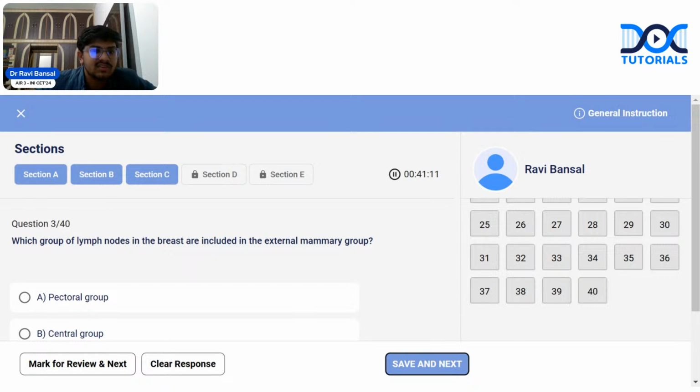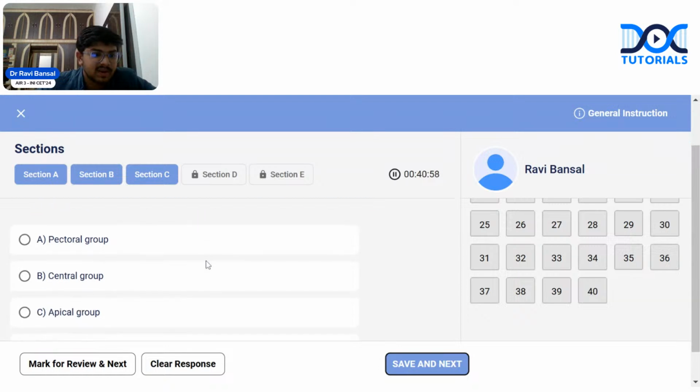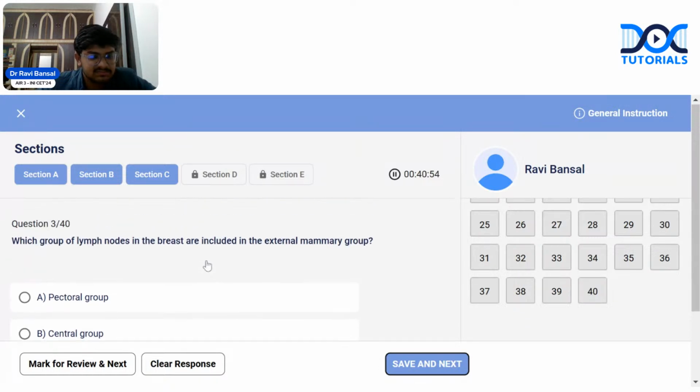What group of lymph nodes in the breast are included in the external mammary group? The internal mammary group is near the medial side of the sternum. External mammary group: pectoral, central, apical, and lateral. I do not know this, but pectoral group, I think this might be. I will mark for review.